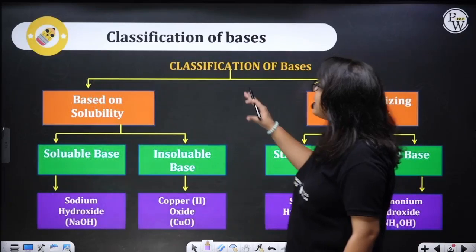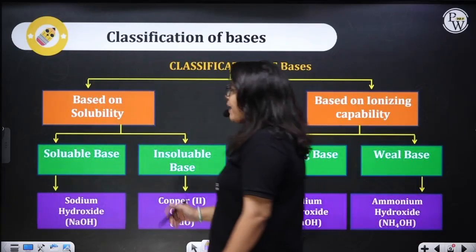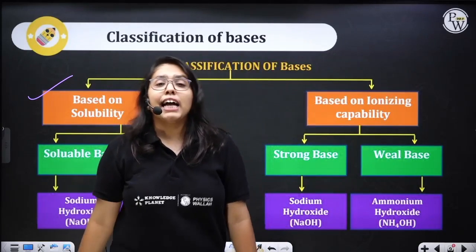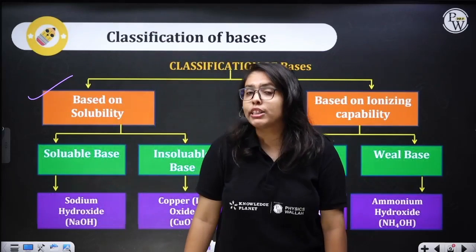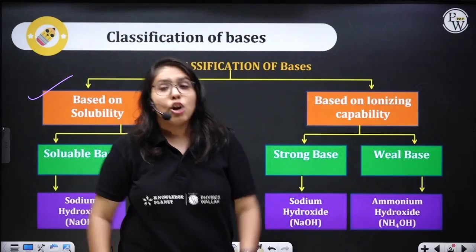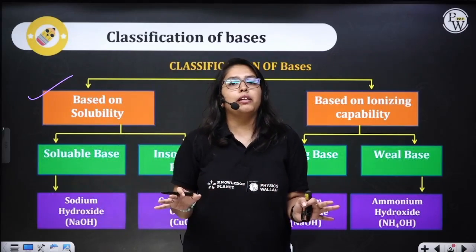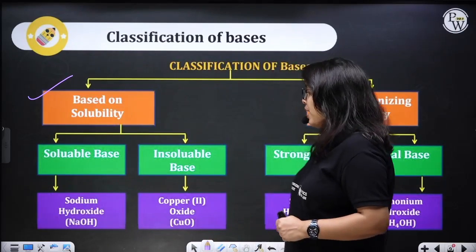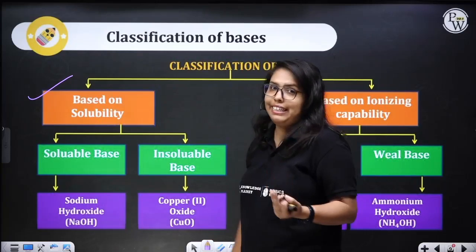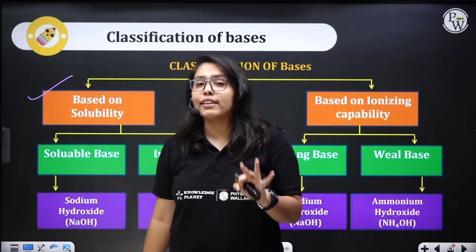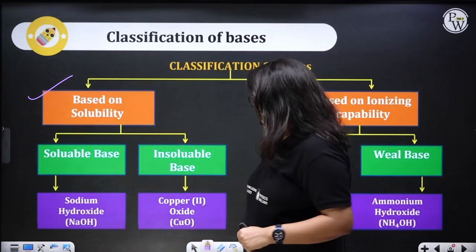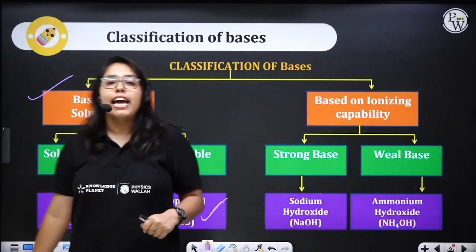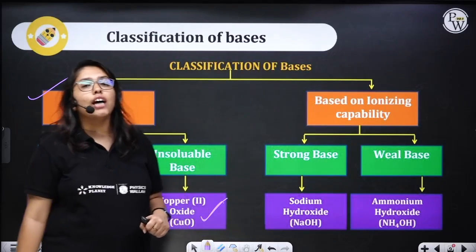Let's now try to see the classification of bases. Based on solubility, we know that a certain few bases are soluble in water, and the ones that are soluble in water are known as alkalis. What about those bases which are not soluble in water? Yes, there are a certain few bases which are not soluble in water, and they are not called alkalis. What is an example of it? Copper oxide. It is a basic oxide and it is not an alkali.